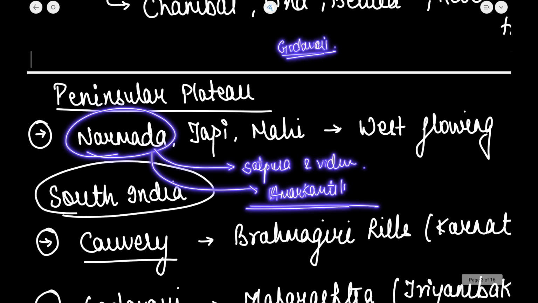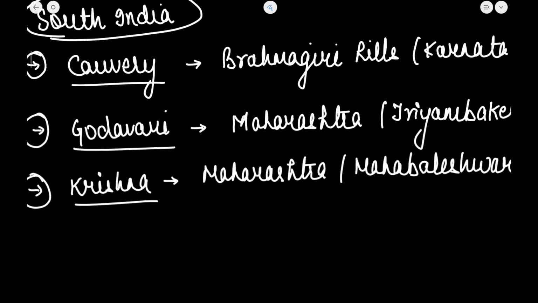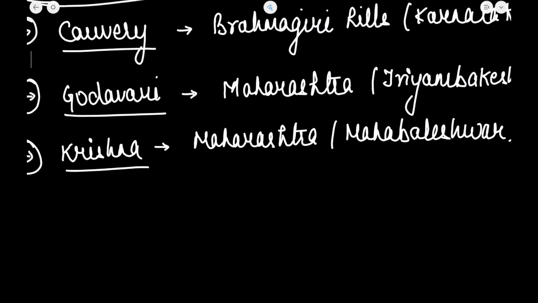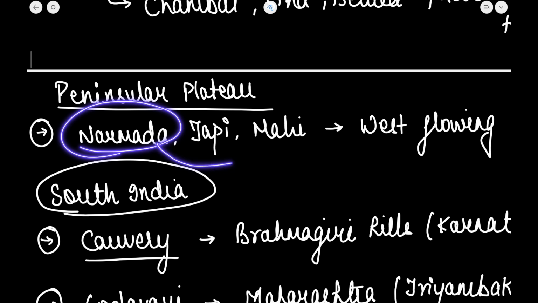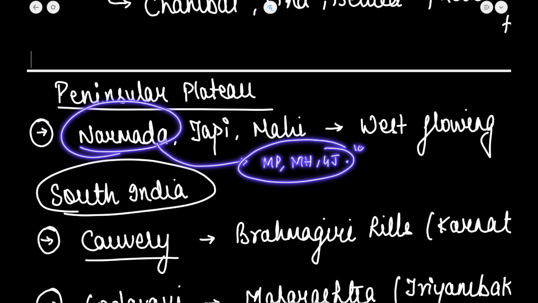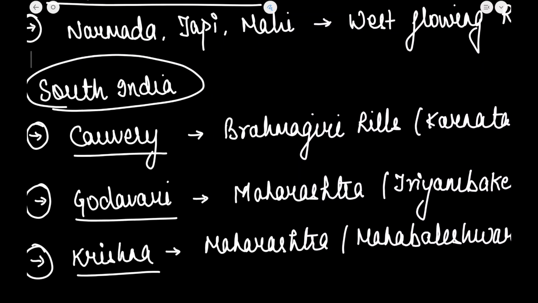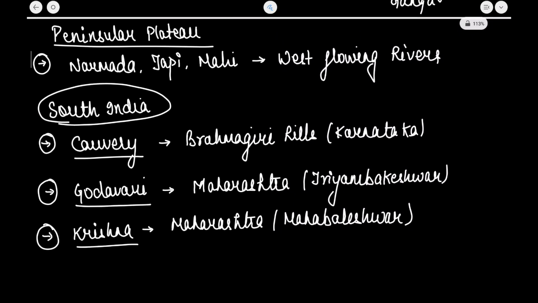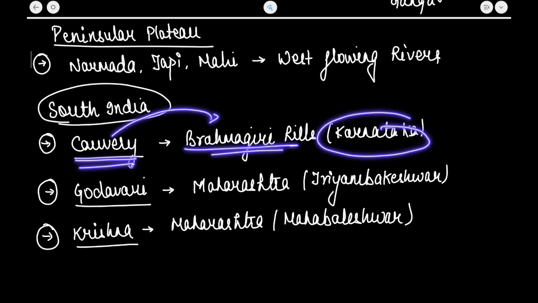Okay, now let us see the next thing. Let us talk about the water basin of the river Narmada. It is in MP, Maharashtra, Gujarat. These are the states where the Narmada river drains. Now if we talk about the rivers of the south, then there is Kaveri. Let us see firstly about the Kaveri. It rises from the Brahmagiri hills in Karnataka, and the states in which river Kaveri flows are Karnataka, then Kerala, and then Tamil Nadu.